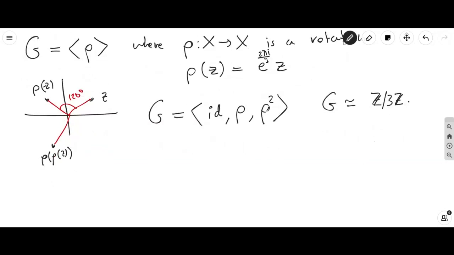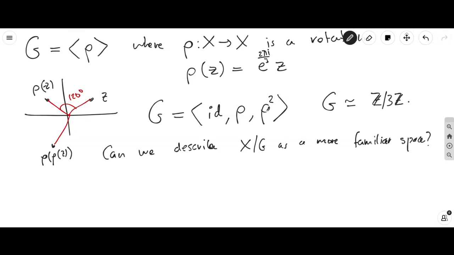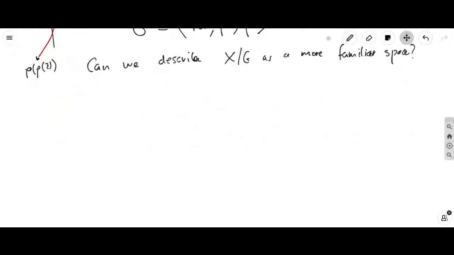So the question is, can we describe X mod G as a more familiar space? Again, you cannot always do it, but sometimes you can. Can we describe this as a more familiar space? And here the answer is yes.